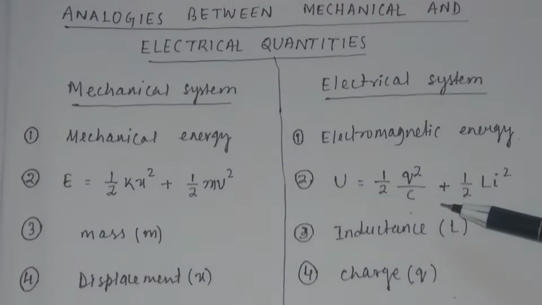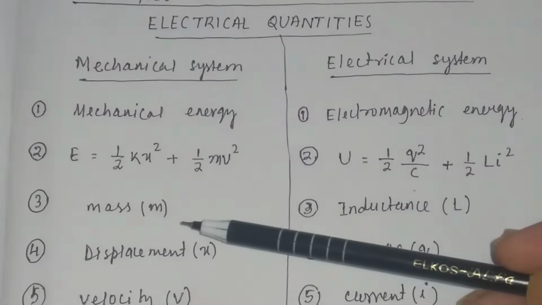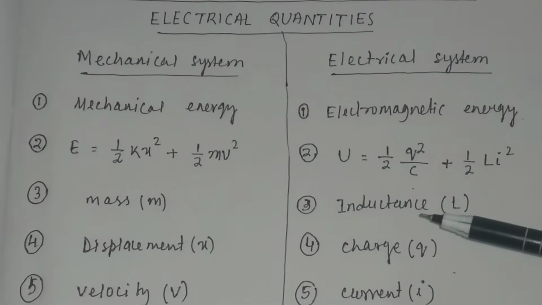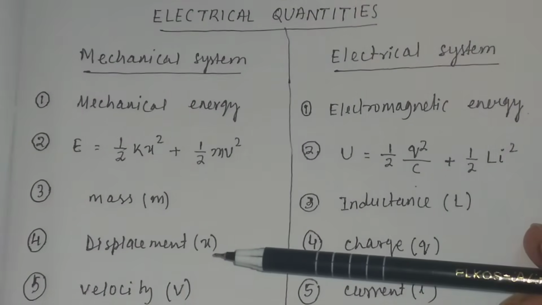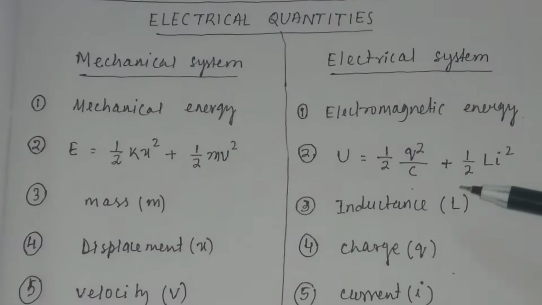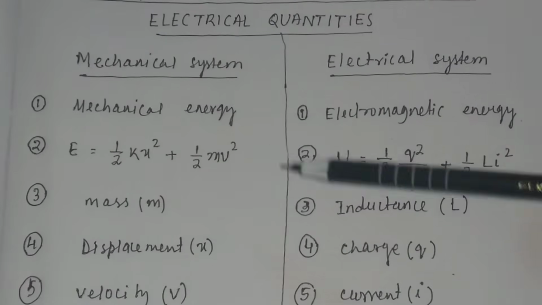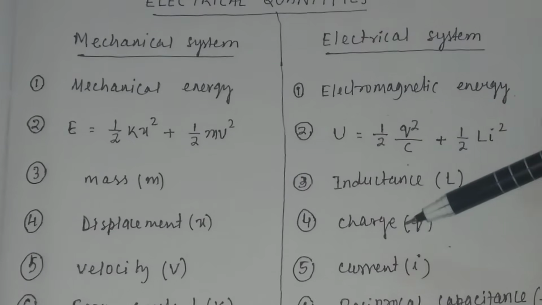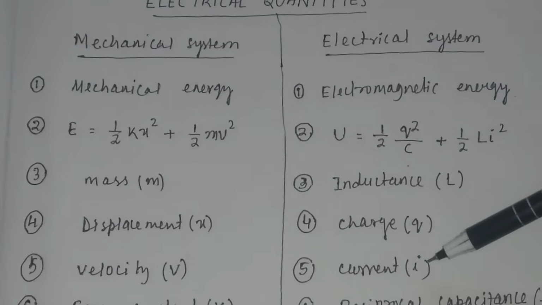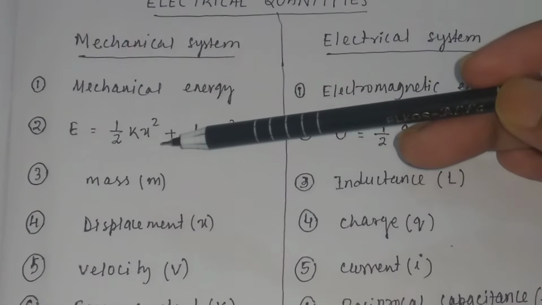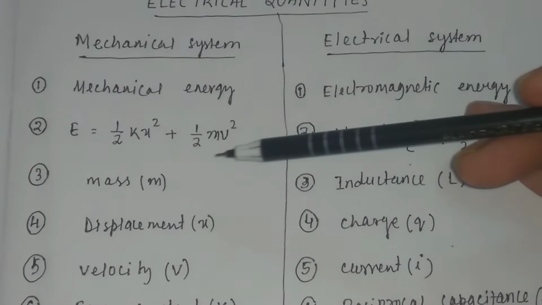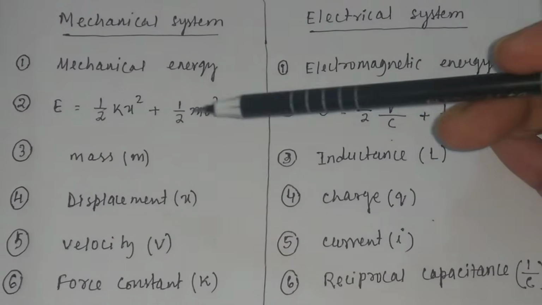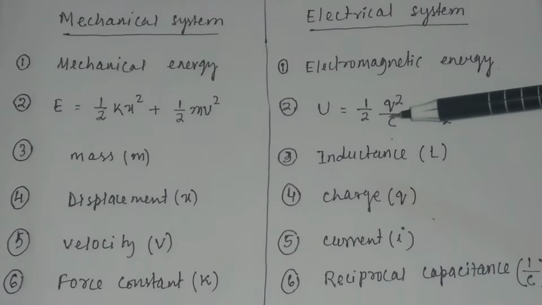So if you compare the two systems, then in the mechanical system you have mass, but in the electrical system you have inductance L. In a mechanical system you have displacement x. In an electrical system you have the charge q, and in a mechanical system you have the velocity v, but in an electrical system you have current I. Similarly, in a mechanical system you have the force constant K, but in an electrical system you have the reciprocal of capacitance, 1 by C.